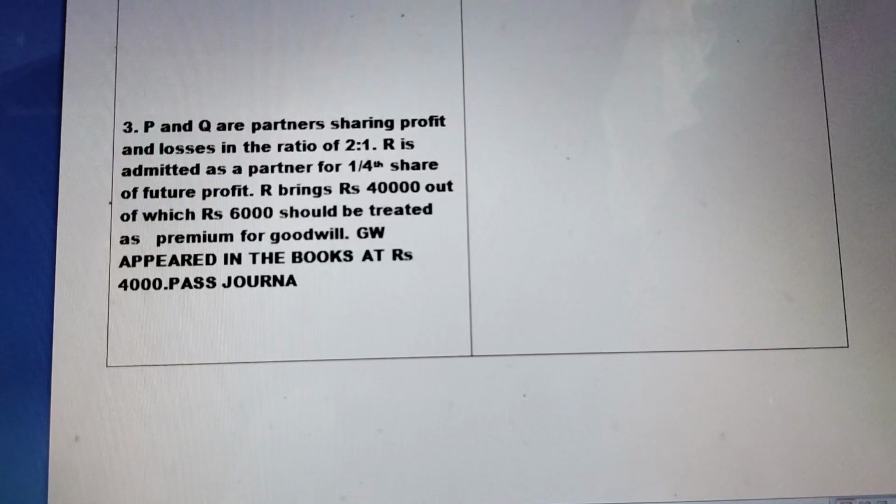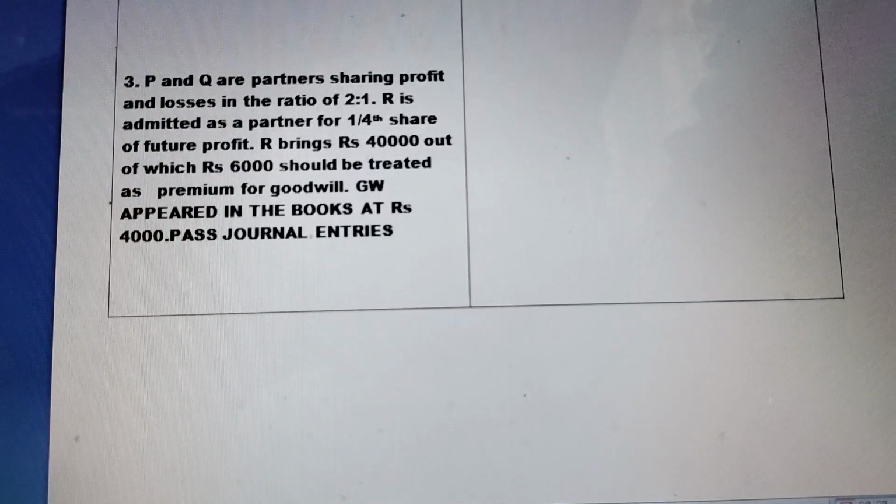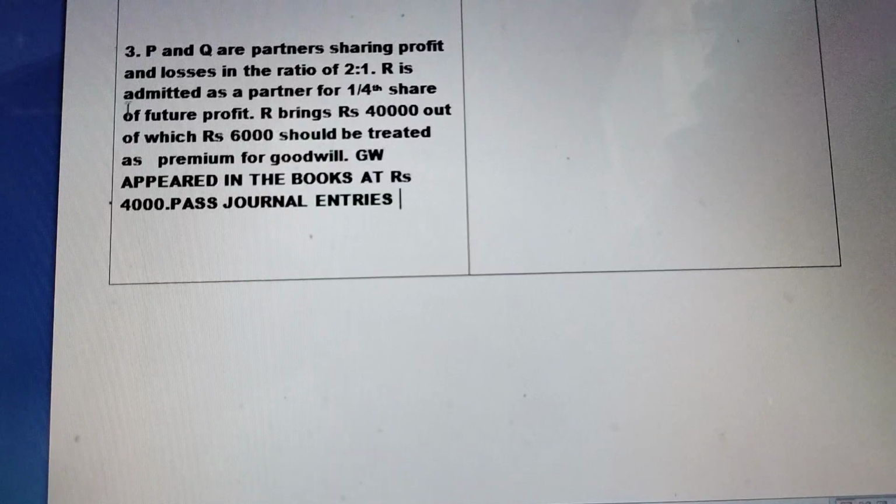Pass journal entries. Okay, here if you see the question, P and Q are partners sharing profit and loss in the ratio of 2:1. R is admitted as a partner for 1/4 share of future profit. R brings rupees 40,000, out of which 6,000 should be treated as premium goodwill. So 40,000 is for capital as well as premium. So here 40,000 is equal to capital plus premium for goodwill.